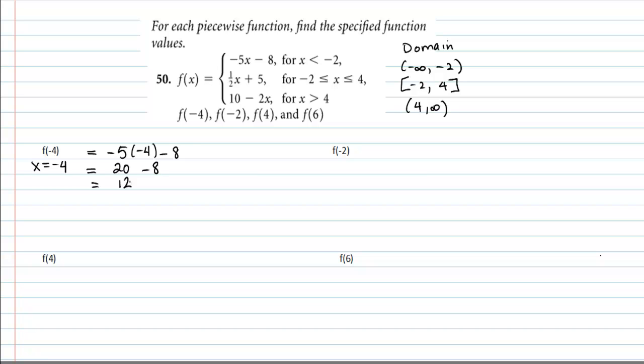For f of negative 2, we need to realize that x is negative 2 in this scenario. And we need to find out where negative 2 falls. It falls into the second function because x is equal to negative 2 on the second function. Therefore, 1 half times negative 2 plus 5 is the function you want to evaluate negative 2 at.